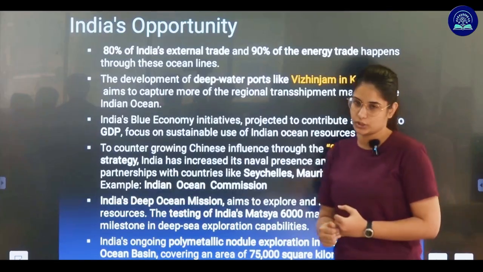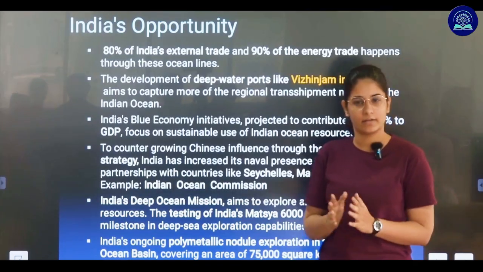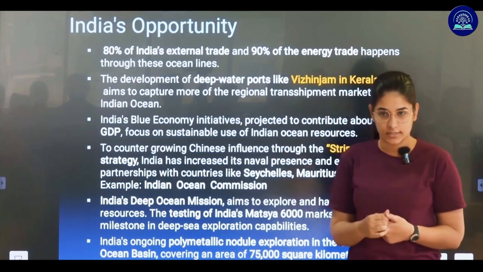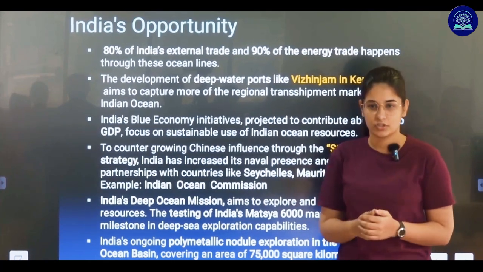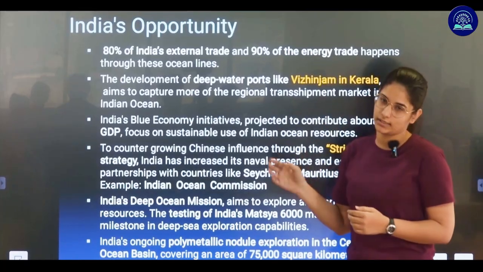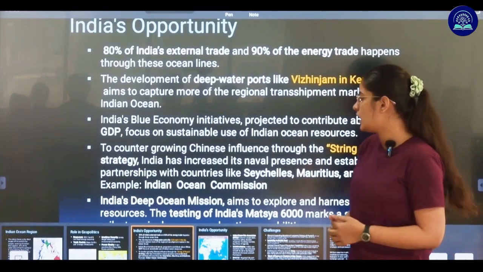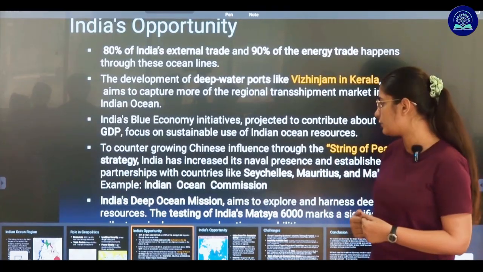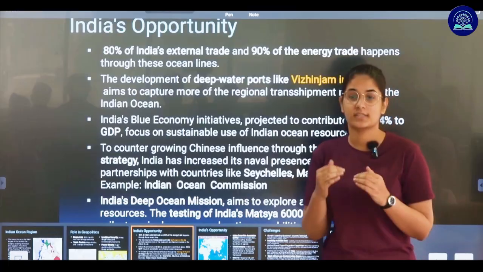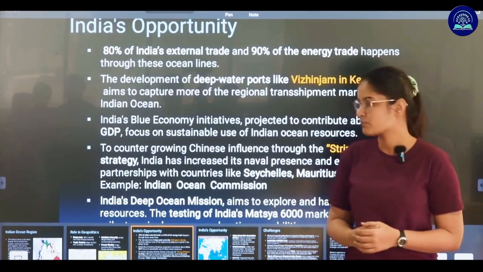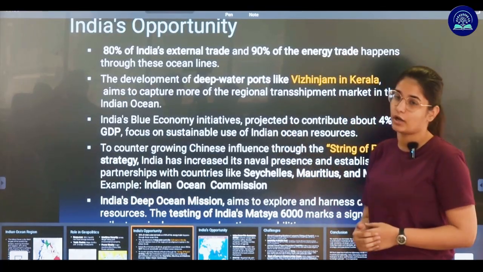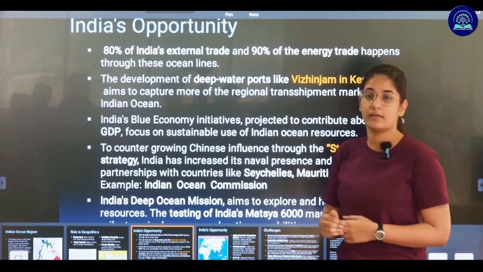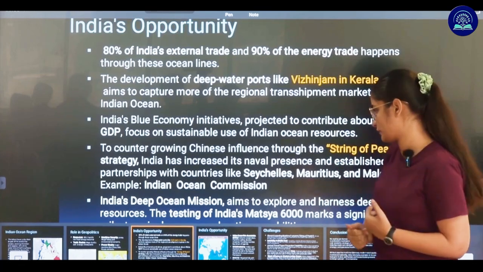If we see India's opportunities, 80 to 90% of India's trade is through the Indian Ocean. To improve its logistics and increase trade efficiency, we have opened the Vizhinjam port in Kerala, which is a deep sea port. Then India has also announced its Blue Economy Initiative, focusing on sustainable use of marine ecosystems, which is projected to contribute around 4% of GDP. If we are able to achieve it, it would be very beneficial for India to prosper.